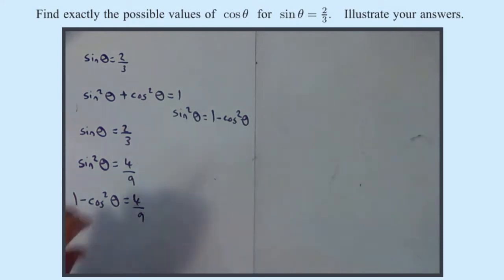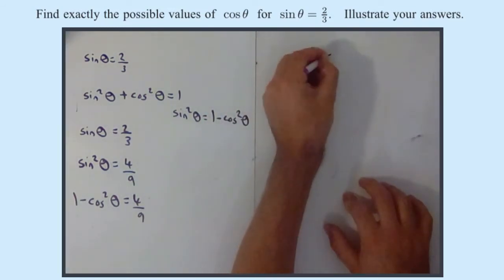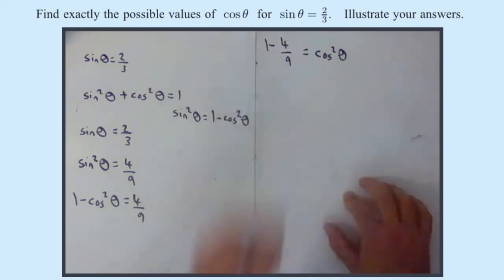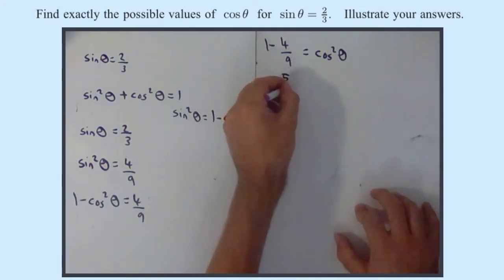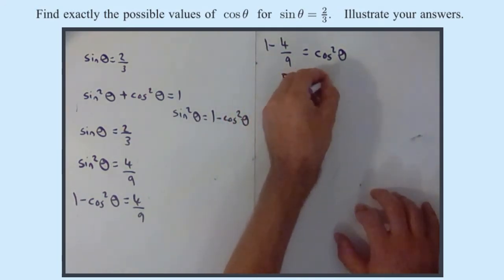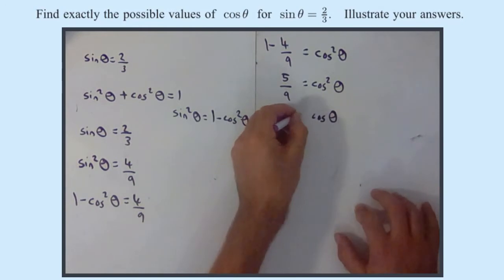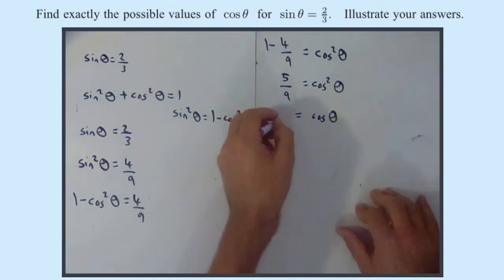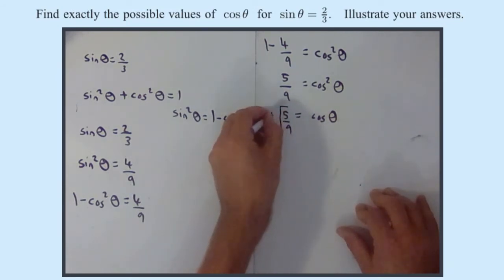Now we can rearrange a little bit, get the cos squared theta over here, get the 4/9 over there. So that would say cos squared theta equals 1 minus 4/9. Well, 1 minus 4/9 is 9/9 minus 4/9, so that is 5/9 equals cos squared theta. That would mean that cos theta equals the square root of that, which could be positive, could be negative. We will say this is the square root of 5/9, and it's plus or minus at the moment.